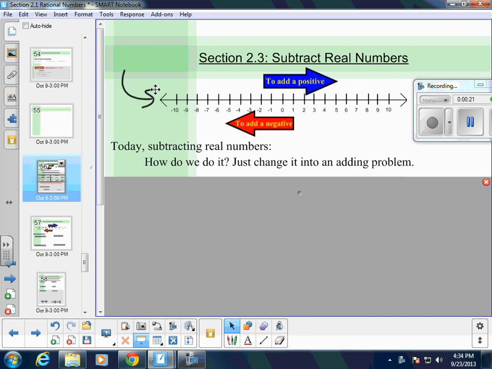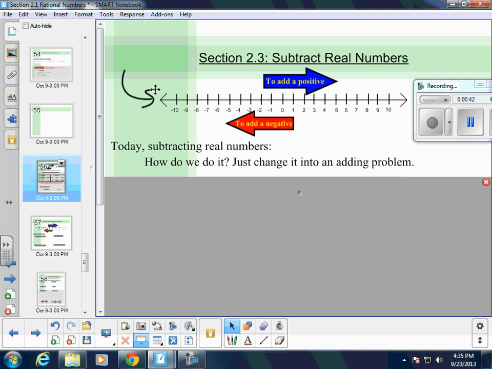We also talked about thinking money. We talked about temperature. We talked about the mental math way. And if you want to review those methods, go back and look at section 2.2 of that lesson. But those work great when we're adding real numbers. Subtracting real numbers would require some new strategies or some different things we would have to do.